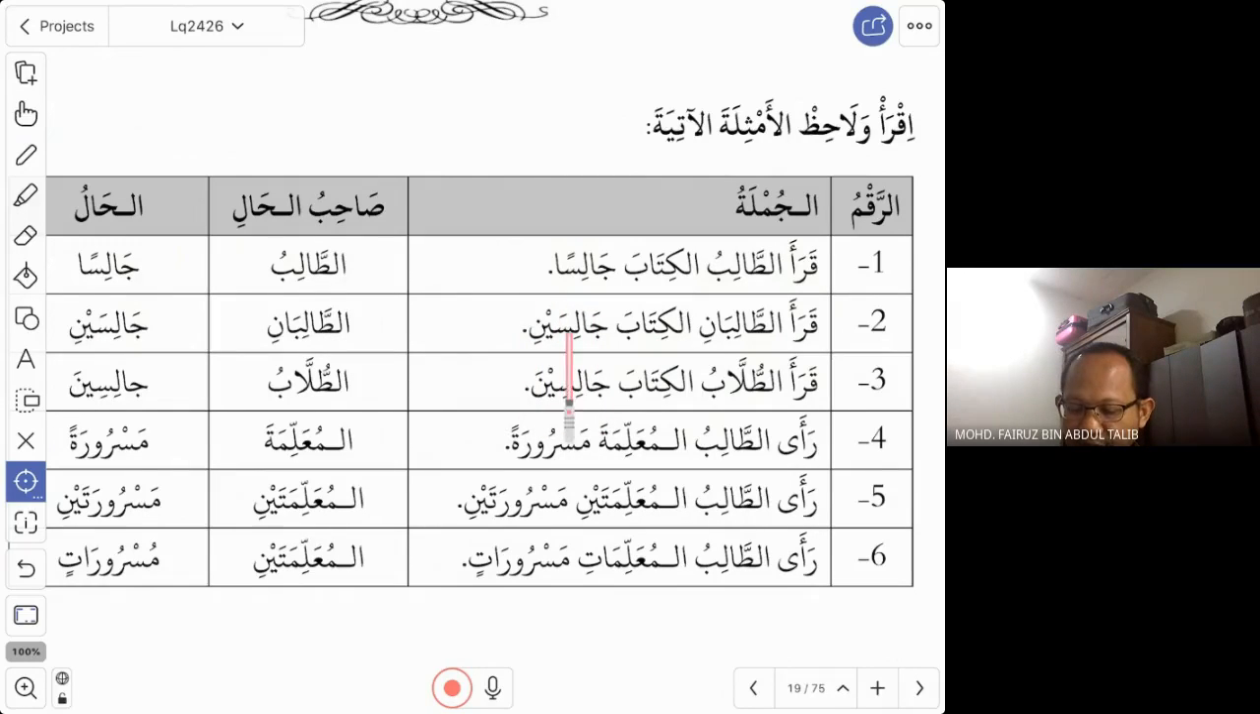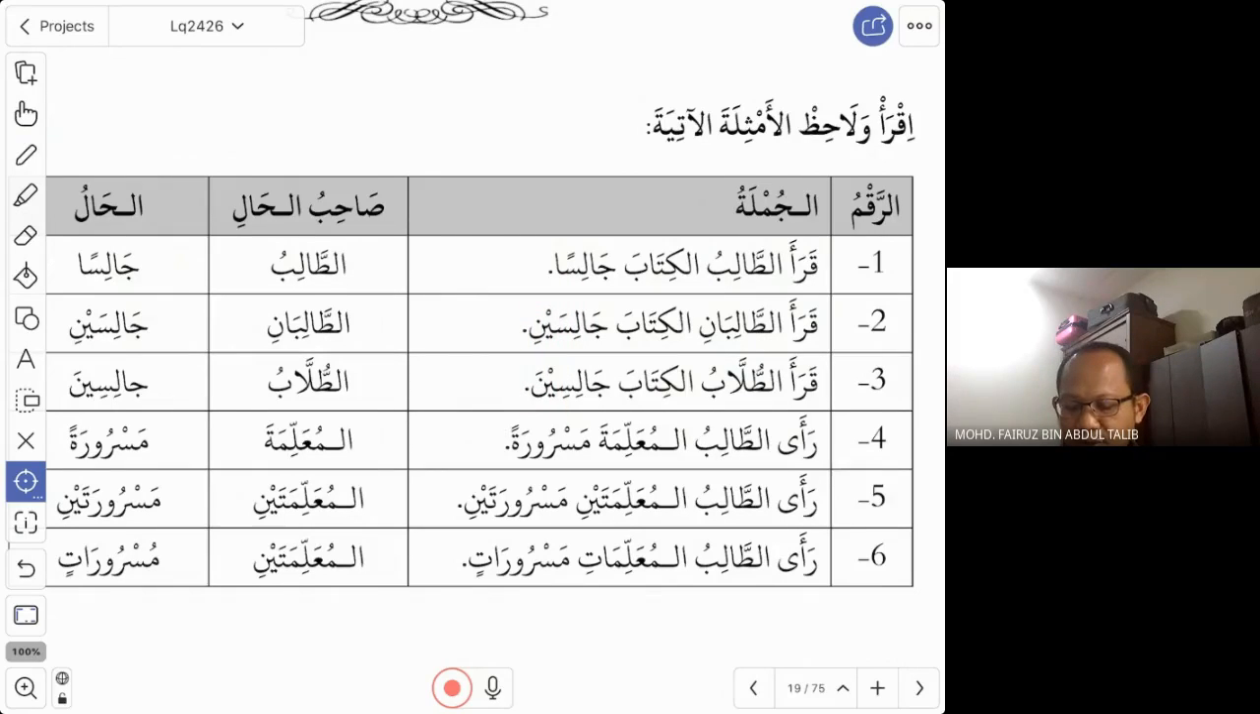Yes, so here. Why is this considered as the hal? Because this explains whom? Who is the sahibul hal? Taliban. Yes, because it explains these two students when they were reading the kitab. So this is the hal. If you look at the word jalis now, in the first jumla, it is jalisan. But now they changed this to jalisaini.